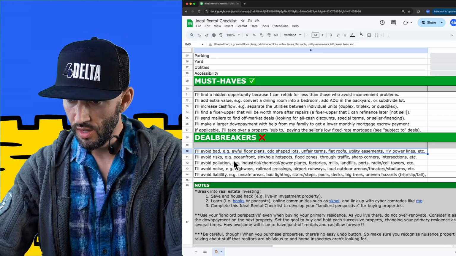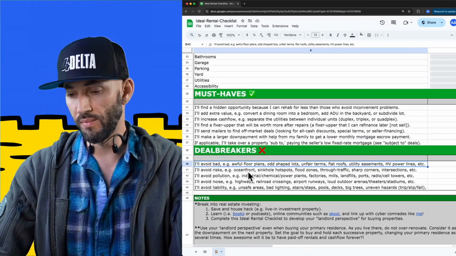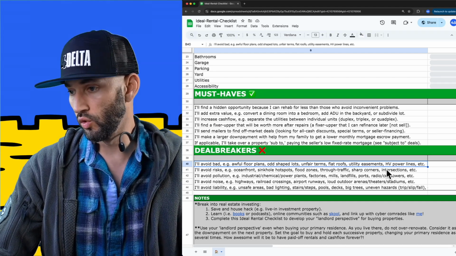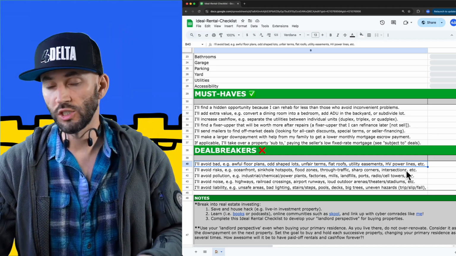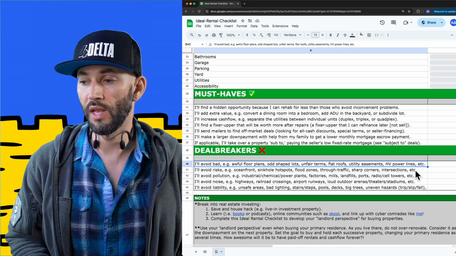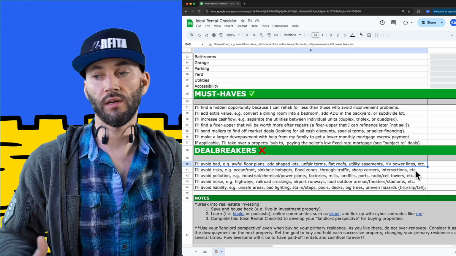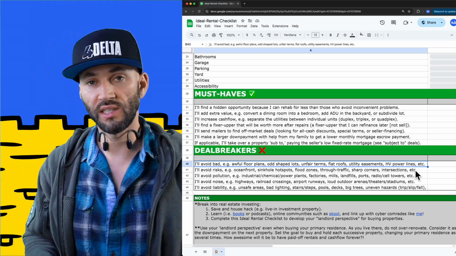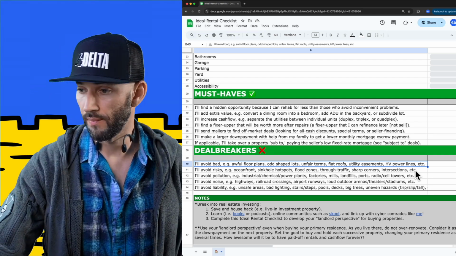So I'll avoid bad, awful floor plans, odd shaped lots, unfair terms, flat roofs, utility easements, and high voltage power lines. These are some things that might surprise you. And it also makes it easier to say no to a deal. If somebody's like, hey, I got this great off-market deal and it's really low, it's like, all right, let me go through the ideal checklist and see if it meets everything. Or if it has a deal breaker, you can easily be like, nope, not going to deal with it.